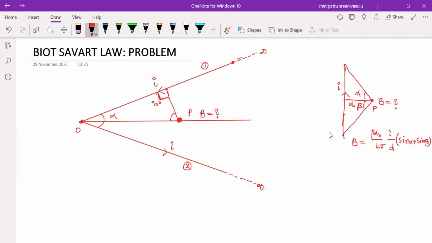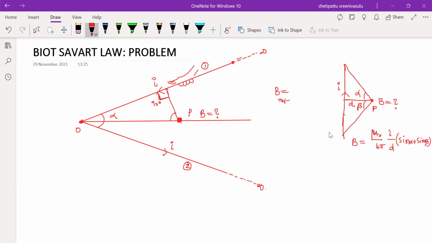Find the magnetic field due to the first conductor, and due to the second conductor. The net magnetic field will be B net equals the sum of these two magnetic fields. First of all, the direction of the magnetic field due to the first conductor. Which direction? For that, look at here. This is the thumb I am taking, and these are the remaining fingers.